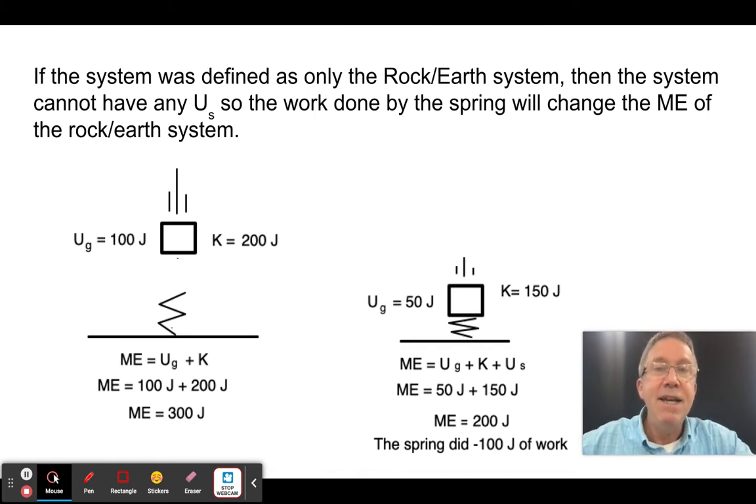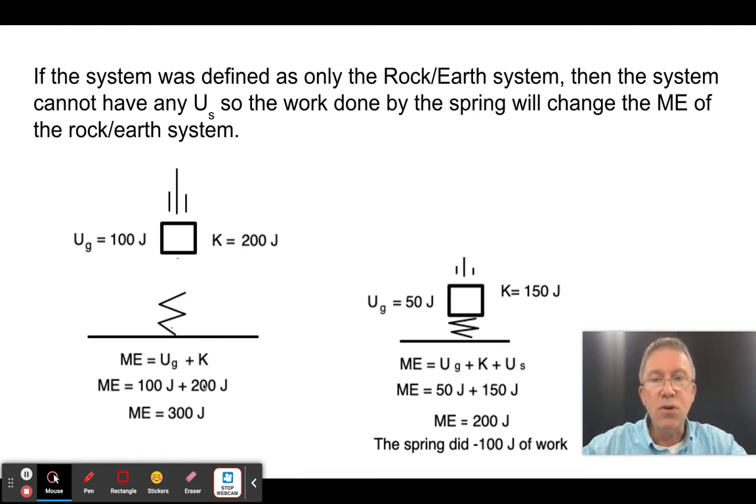Now, if the system is defined to be the rock-Earth system, mechanical energy is not going to be conserved because I have another force that's not part of my system, and it's going to do external work on the system. So I'm getting a little bit ahead of myself, but let's just try this. Same thing as I had before. My initial mechanical energy is going to be gravitational plus kinetic, which is 100 plus 200. I have 300 joules of mechanical energy.